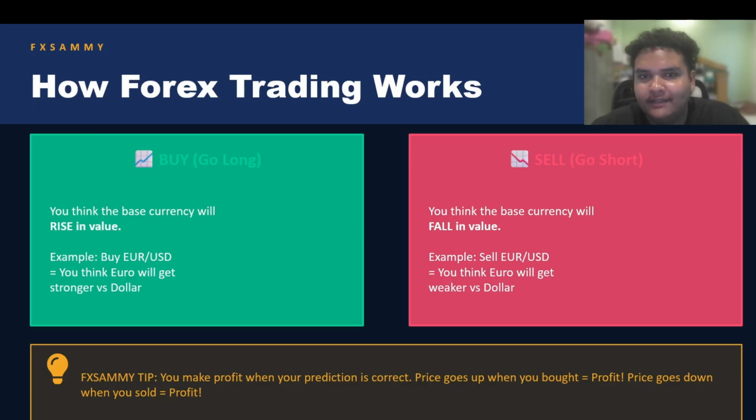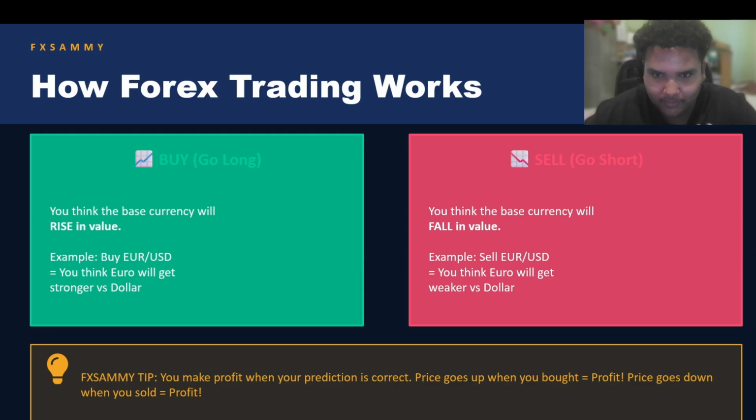So how does Forex trading work? You will be thinking that it is simple: if the market is going upwards, you buy; if the market is coming downwards, you sell. But it is not totally like that.